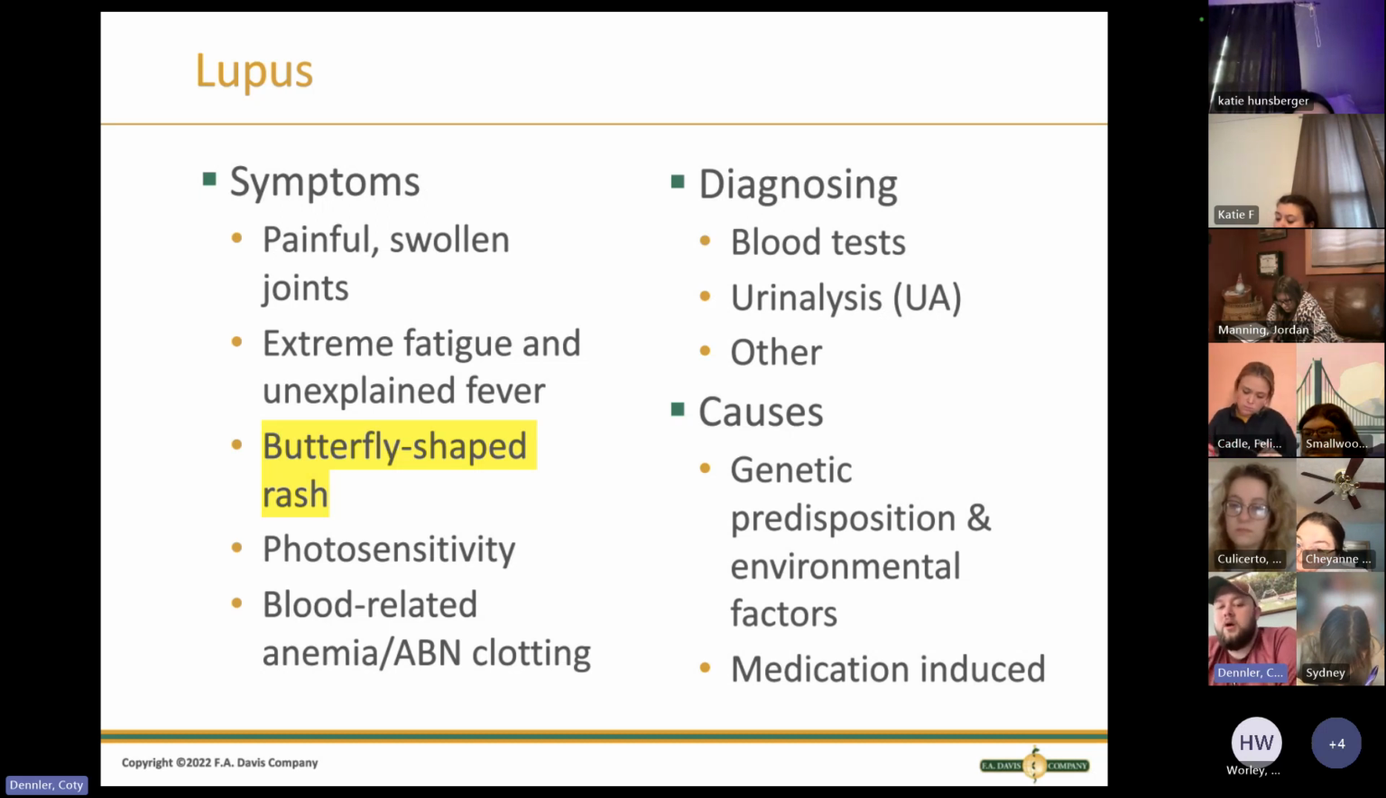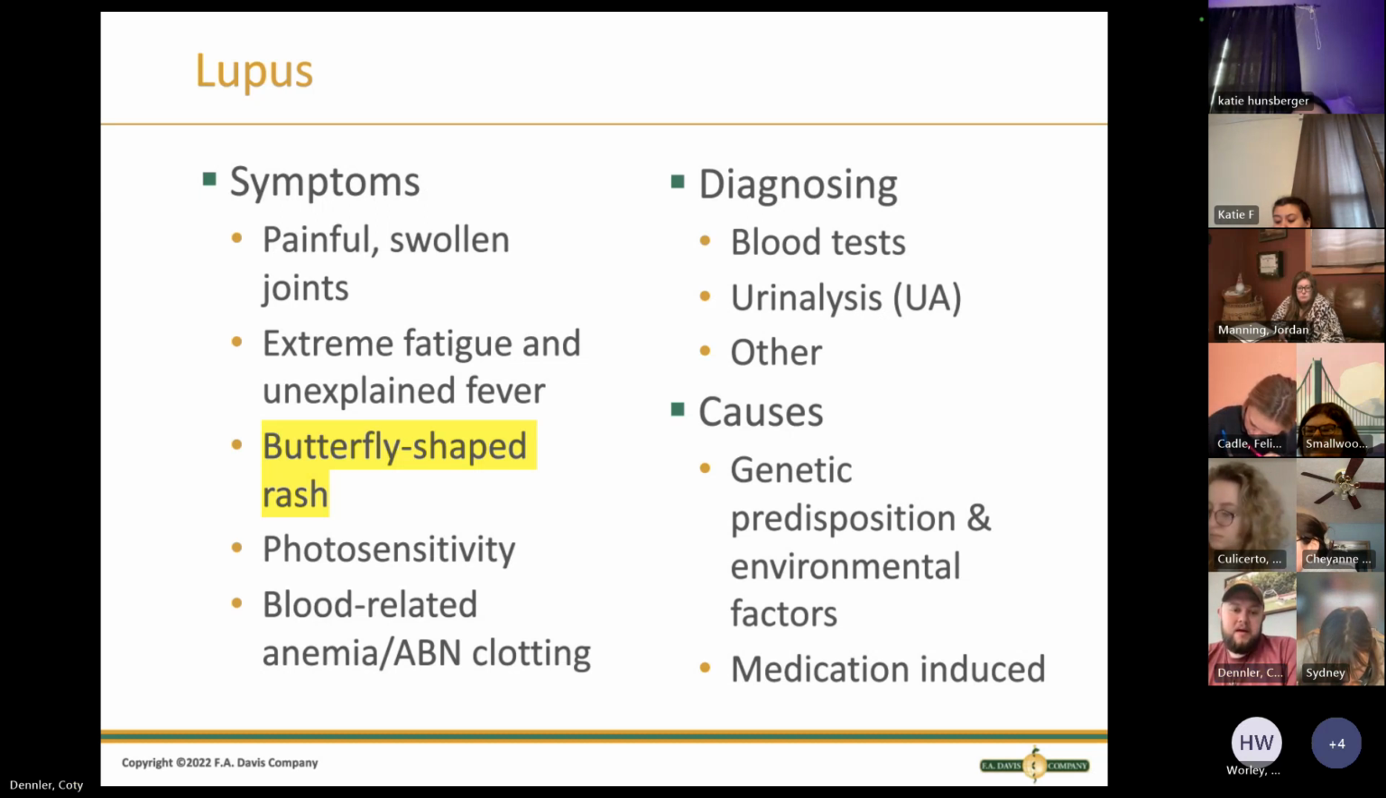One hallmark here, the two hallmarks are extreme fever and fatigue, unexplained fever, and the butterfly-shaped rash. That's what's on page 634 in your textbook. You guys can see what it looks like. It looks like a butterfly. That's a telltale symptom of lupus. They also are going to have photosensitivity, or they're going to be very sensitive to sunlight or bright lights. They may even have anemia or bad clotting factors and things like that.